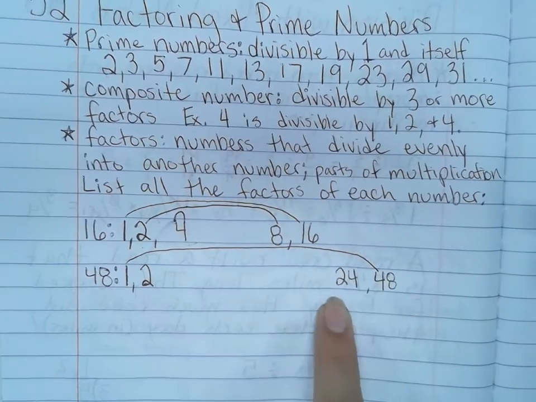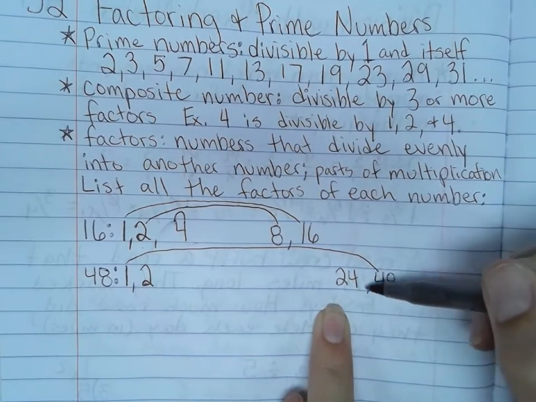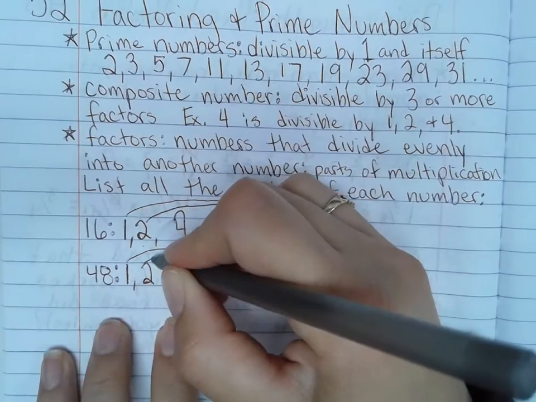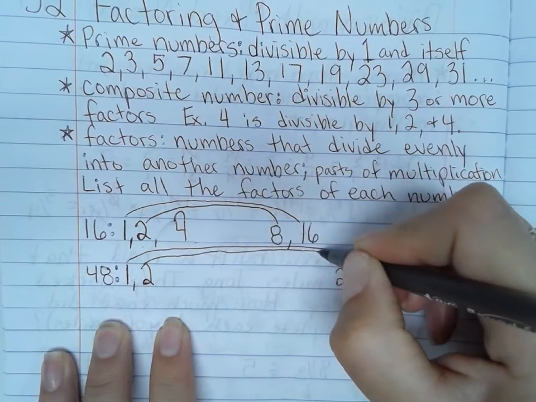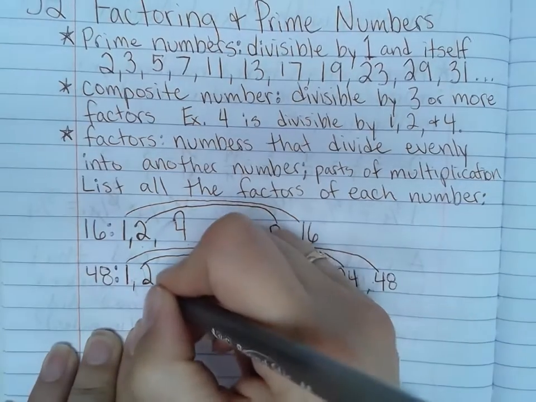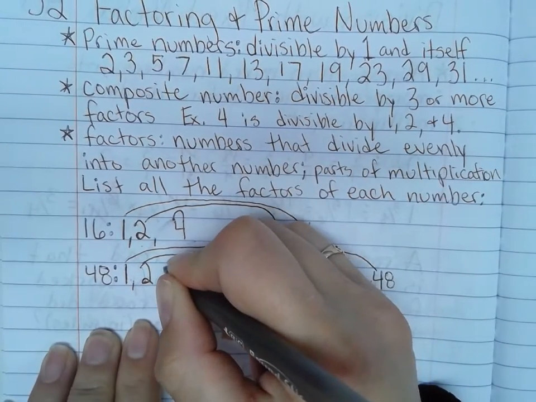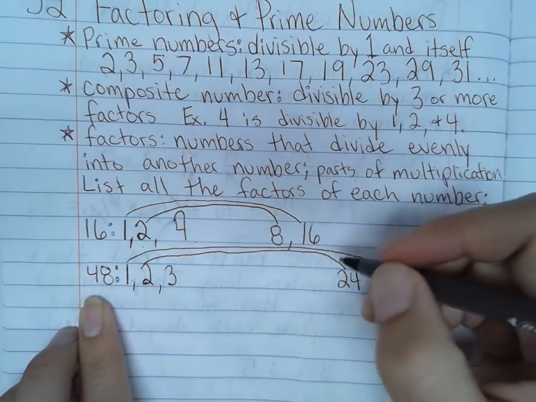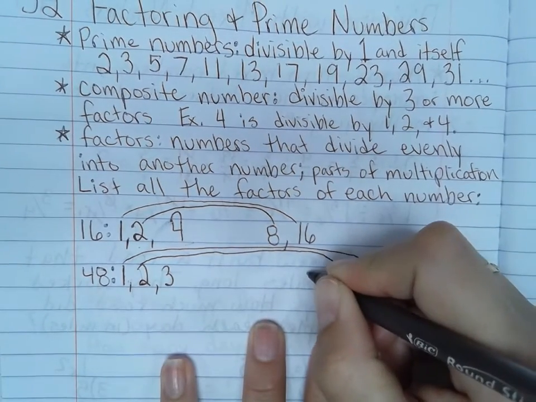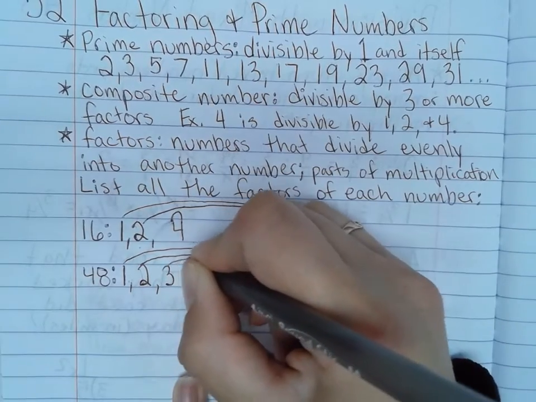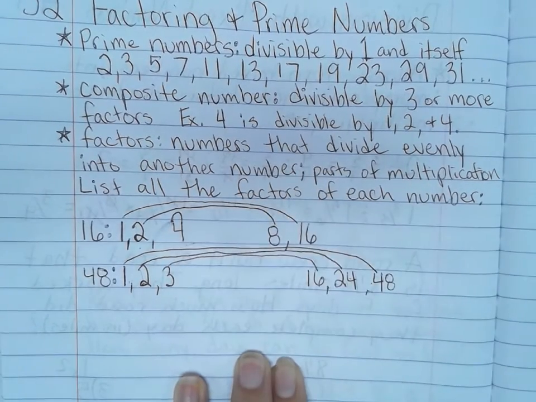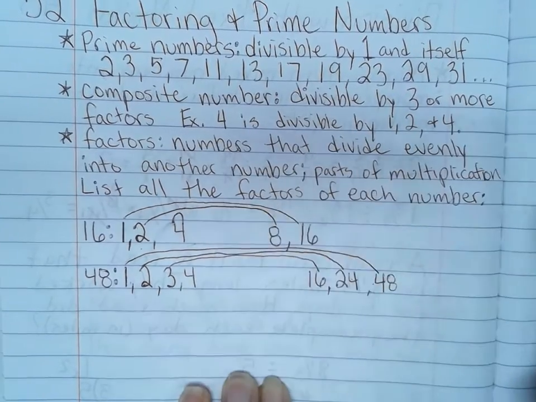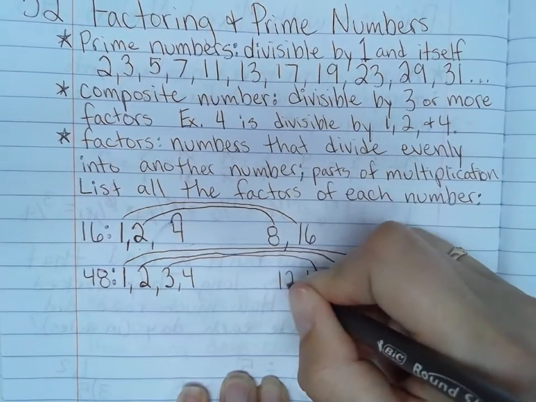Now see how I've skipped from 48 to 24? That tells me that there are no numbers between 24 and 48 that will possibly work. I haven't skipped anything here. But this helps me so that I'm not missing anything. Will 3 go into 48? It will. If you're not sure, you can always divide on the side. 3 goes into 48 16 times. Will 4 go into 48? Yes, it will. 4 times 12.